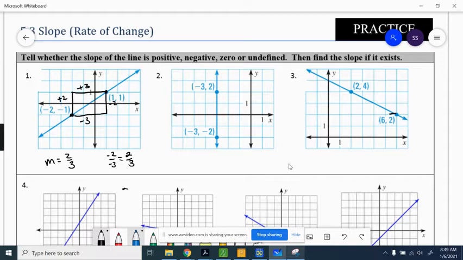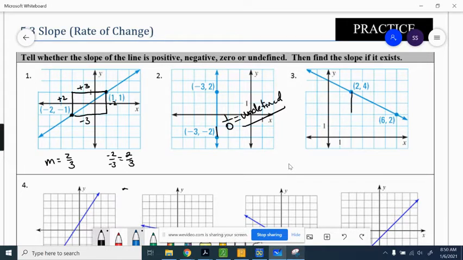Okay, how about number 2? Well, if we look at this in terms of rise over run, we're going up 1 over 0. We can't divide by 0. Type that in your calculator, it's going to say undefined or error. The answer here is undefined. Okay, vertical lines are undefined. Horizontal lines are 0. Right? If you think about slope, like going skiing, you can't go skiing if there's no slope. Right?